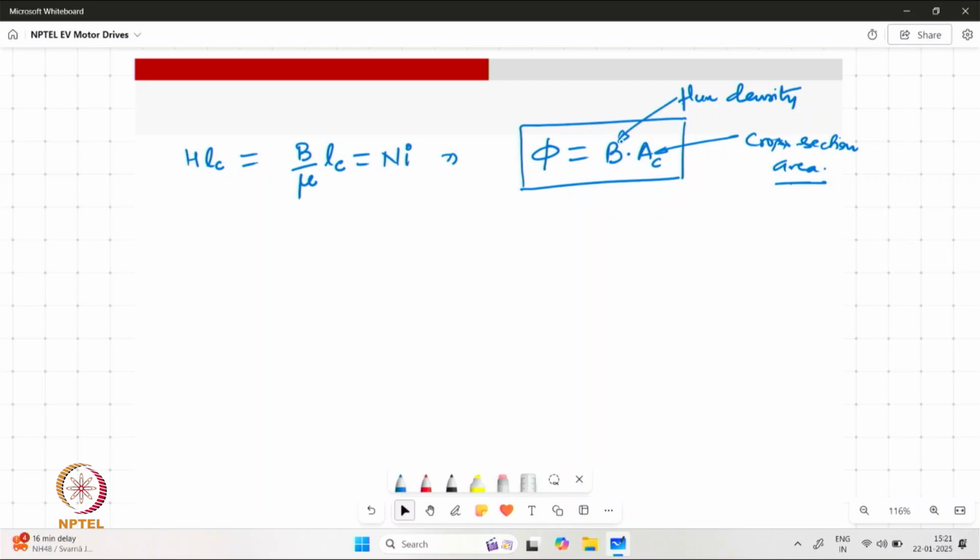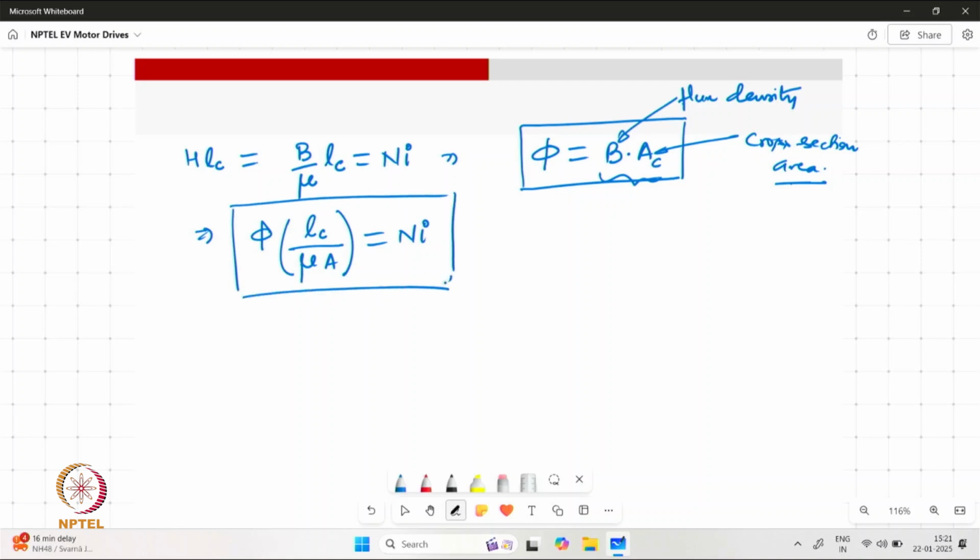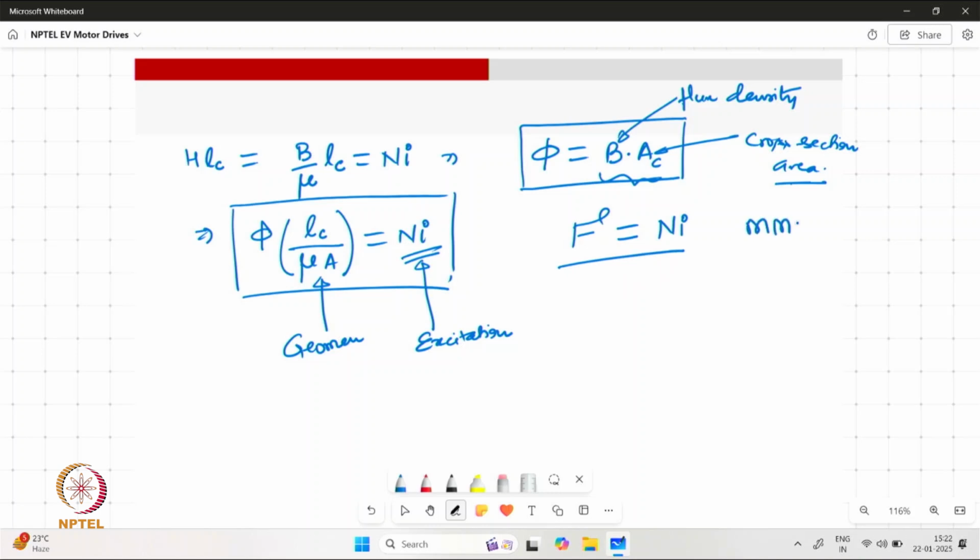Once again, due to geometry, our field lines are very much aligned along the axis of the surface. So which is why the dot product becomes a simple product of the flux density and cross sectional area. So now we have the expression for flux that can be represented in terms of different terms which are relating the geometry and excitation. The term Ni is also sometimes represented as the magnetomotive force, MMF, which is analogous to electromotive force in case of electrical systems.